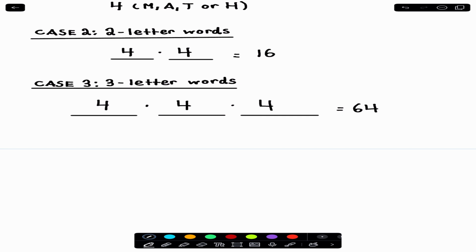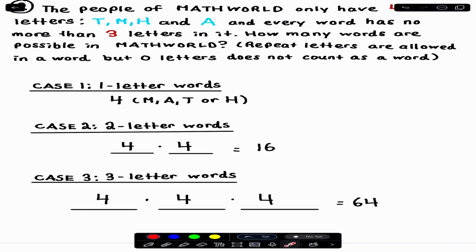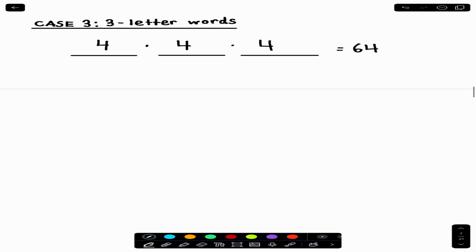And again, I want to emphasize the point that there is no overlap between the cases because you cannot be both a 1-letter word, for example, and a 2-letter word at the same time. It's very important that we have no overlap between our cases.